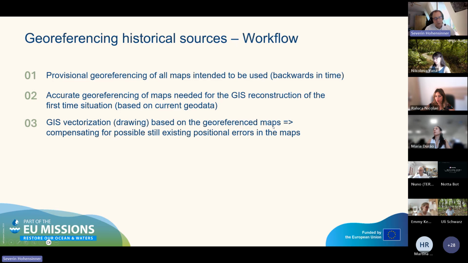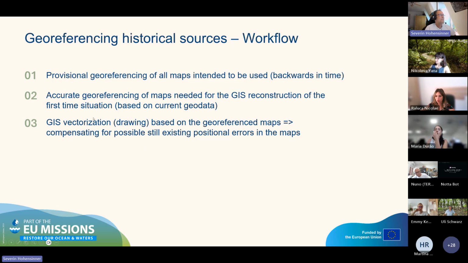But we do not only draw it according to what we see in the map. Here we check every structure in the map if there might be a still existing possible error of location, of accurateness in the map. So for each structure, for each polyline, for each polygon, we always ask, is what we see in the map logical, or is it rather an error of the survey or something else?